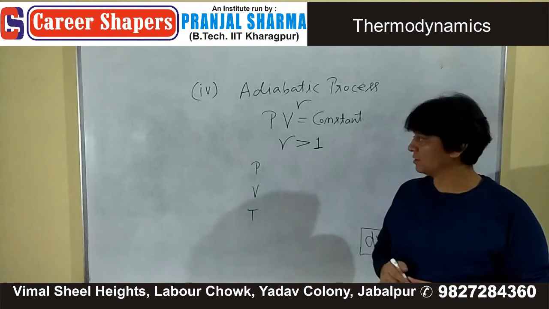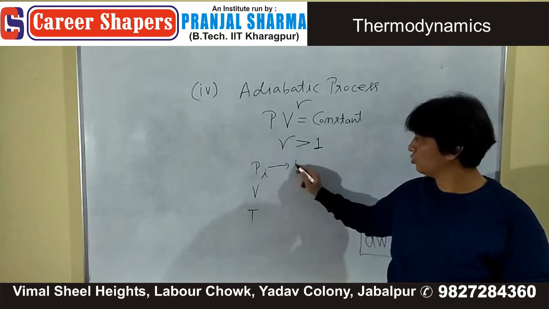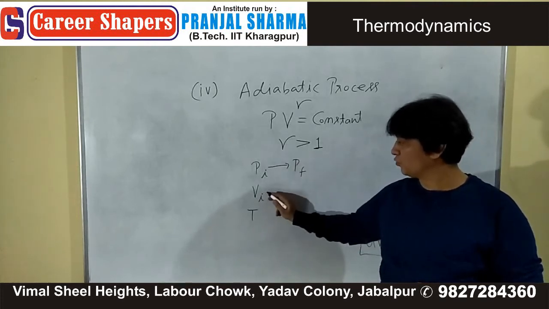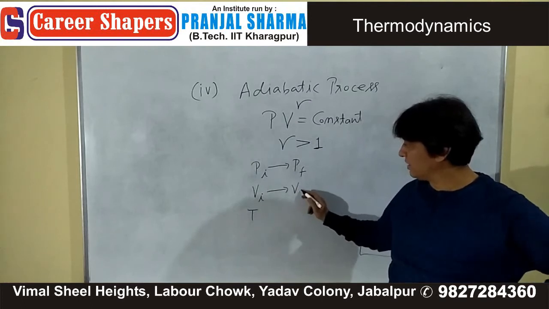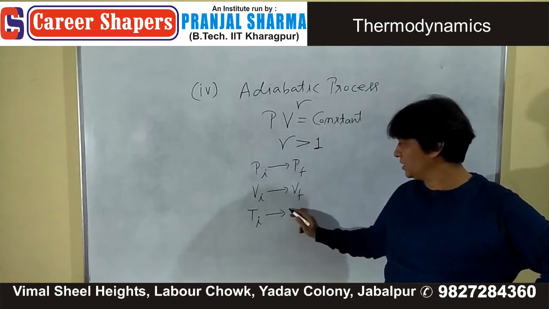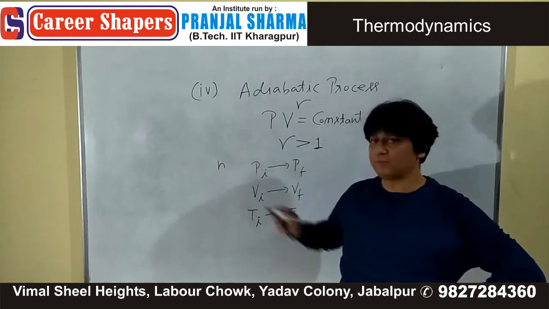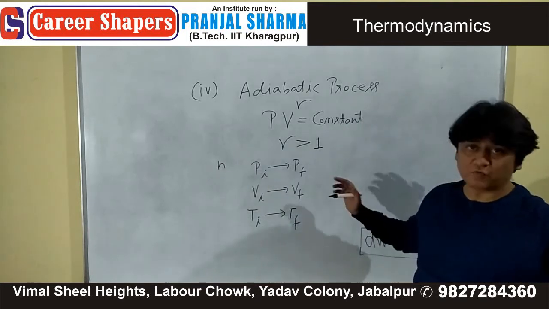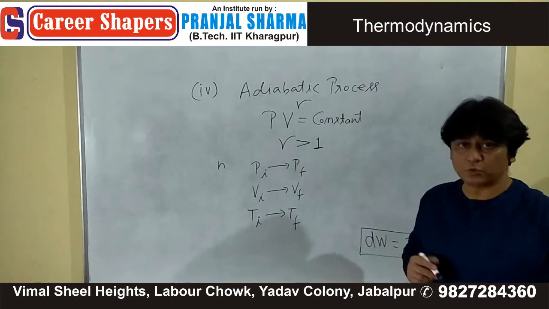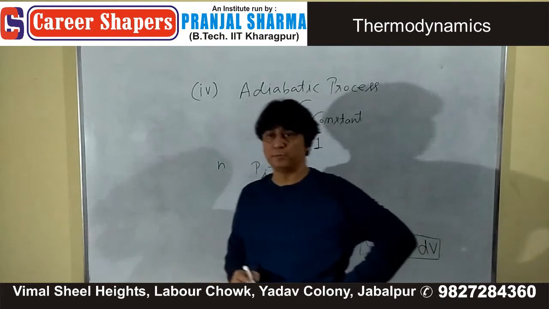Everything is changing. Pressure changes from P initial to P final, volume changes from V initial to V final, and temperature changes from T initial to T final for n number of moles. And we need to find work done in an adiabatic process. So you will start from what? This equation, dW equals PdV.